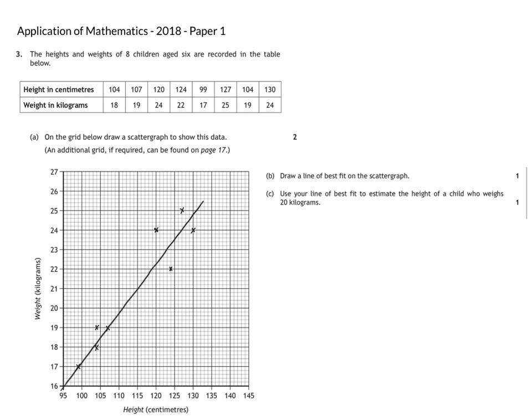So for part C, it is asking us to use our line of best fit to examine the height of a child who weighs 20 kilograms. So what we do, we find the weight of 20, we go all the way across here, and we find our best fit line, and that is going down to 111. So we can write and communicate our answer of 111 centimeters.